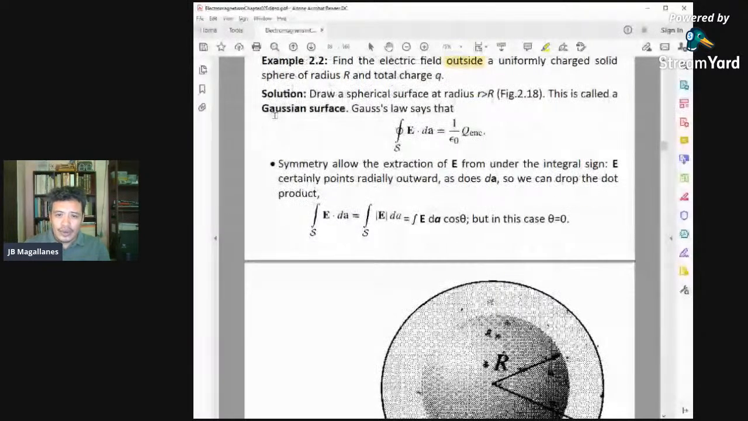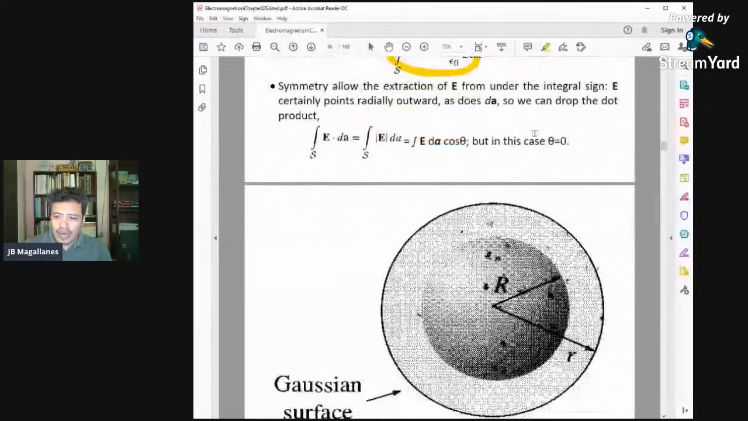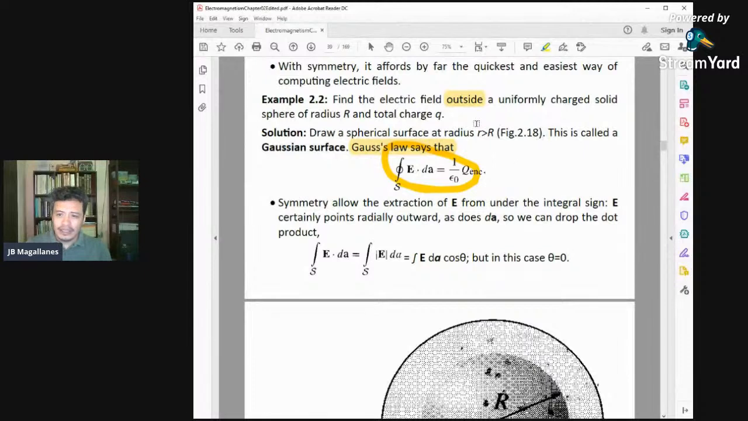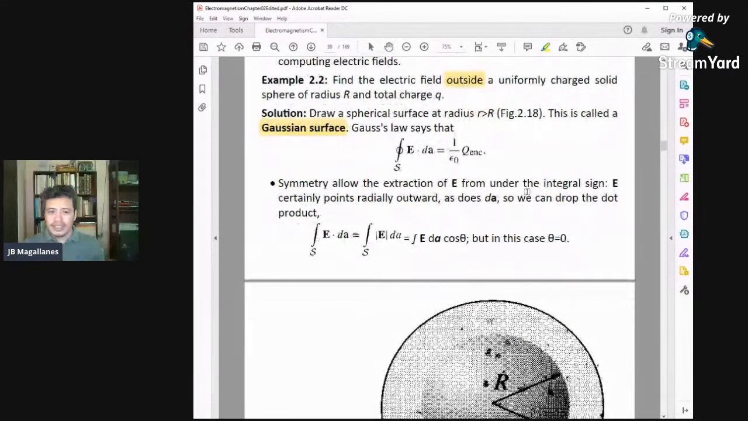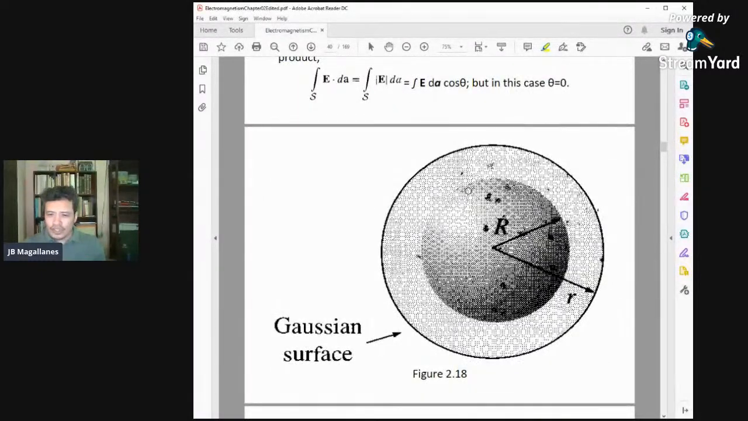So in this case, you have the Gauss law. You have to use this Gauss law, exploiting the symmetry of the charge distribution. So draw a spherical surface with radius r greater than the radius of the sphere. This is called the Gaussian surface. The Gaussian surface is your imaginary surface that you draw to enclose the charge distribution. So you're enclosing the charge. This is your original charge distribution, and you're enclosing it with a Gaussian surface that is also a sphere.